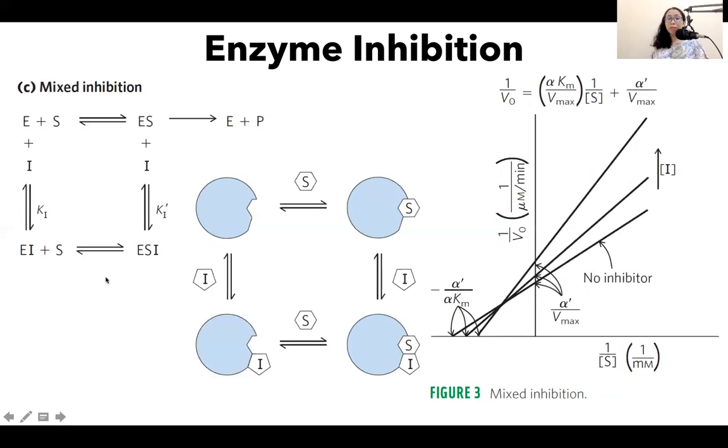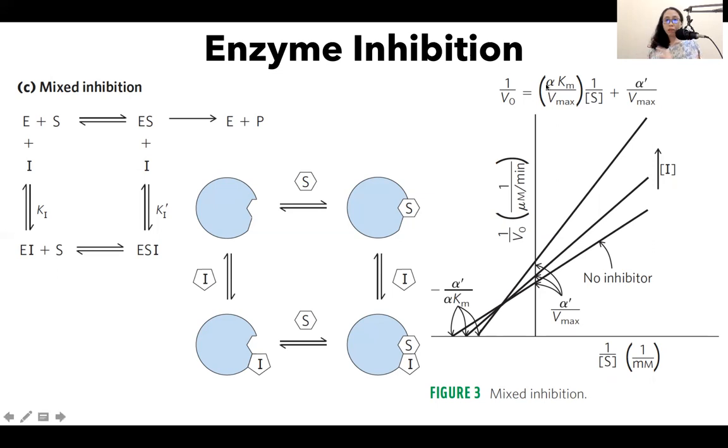Finally, we have the mixed inhibition. Here, your inhibitor can bind to either the free enzyme or the enzyme substrate complex. That is why it's called mixed inhibition. Again, your inhibitor binds on a different region of your enzyme and not on the substrate. But this binding affects both your Michaelis-Menten constant and your Vmax.